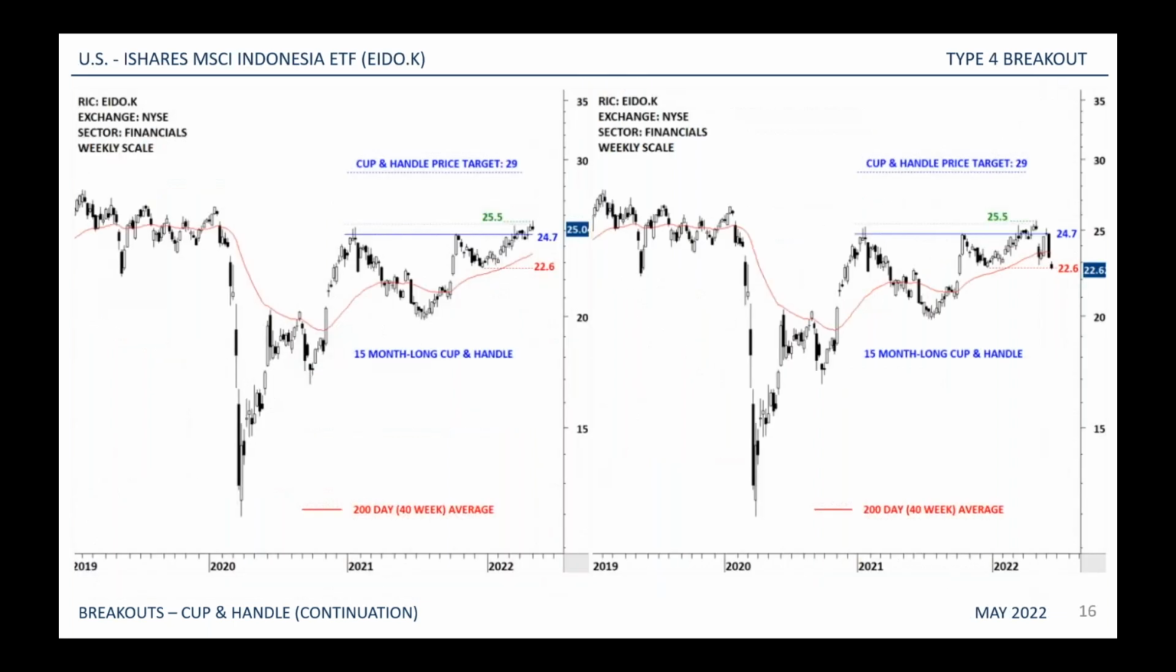Now, another cup with handle, type 4 breakout. As you can see, once the breakout is confirmed, following that, we see a sharp reversal, try to rebound, cannot recover above the chart pattern boundary for a type 3 breakout, and then goes back to reach the chart pattern negation level, the minor low inside the pattern, and it's classified as a type 4 breakout. This was a cup with handle continuation that failed.